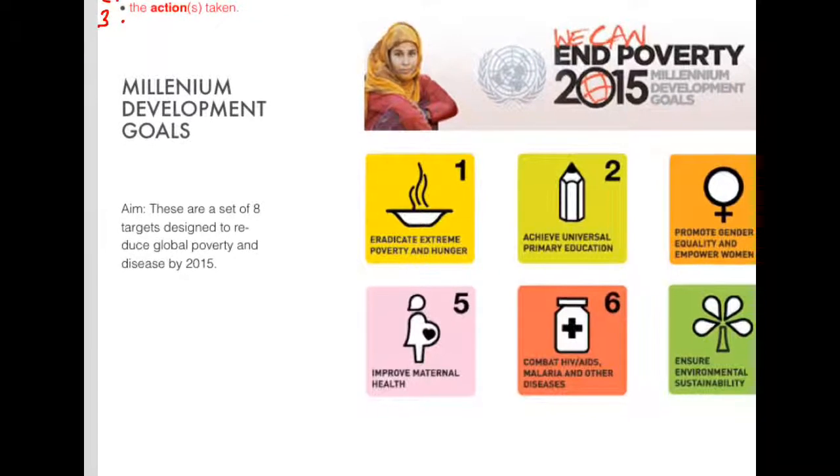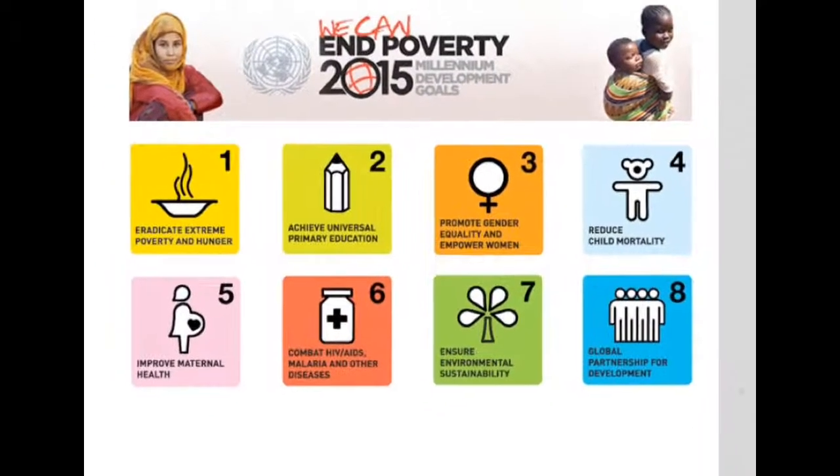The example that we are going to use relates to the Millennium Development Goals. These are a set of 8 targets designed to reduce global poverty and disease by 2015, and basically more developed countries or the richer countries in the world have signed up to try and achieve these 8 targets.